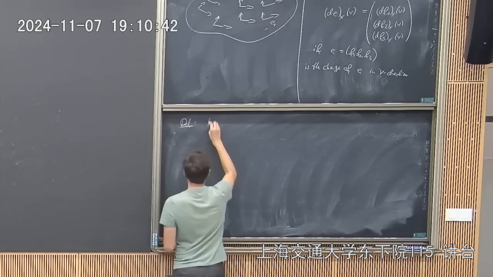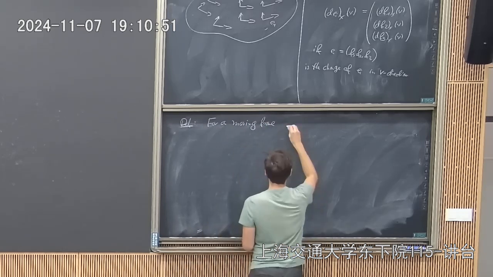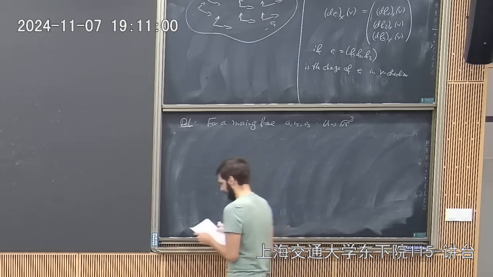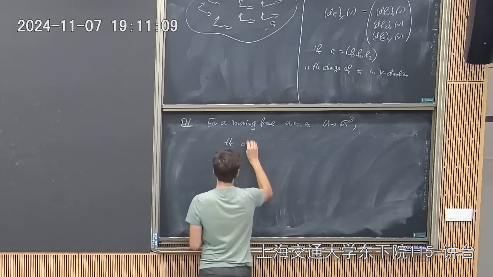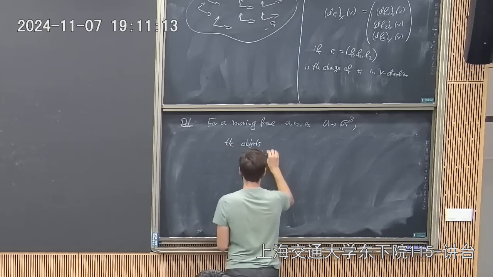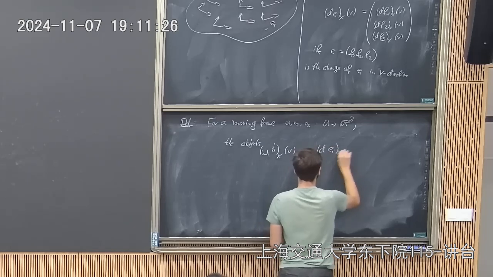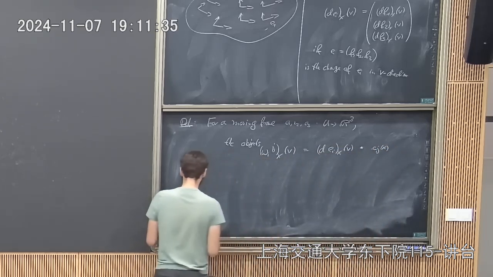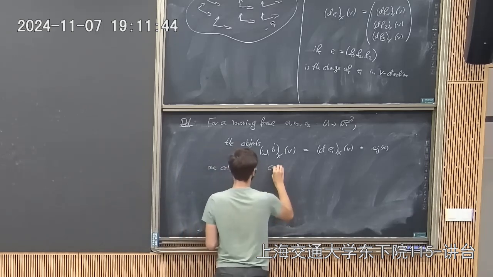Definition. For a moving frame, the objects we now call omega ij, subscript x and v, equal to dEi in the direction of v at x, dot product Ej of x, are called connection forms.